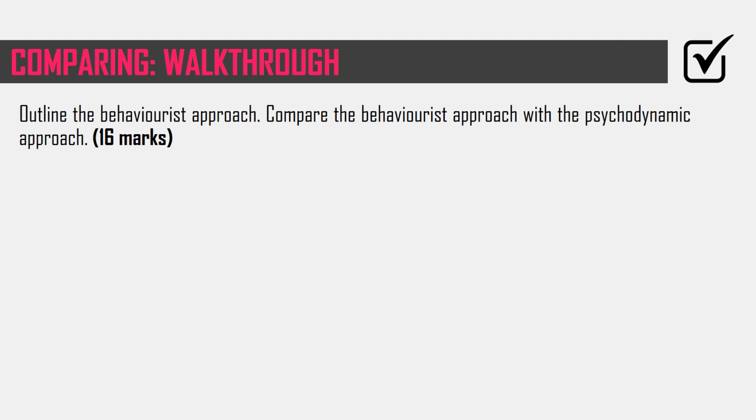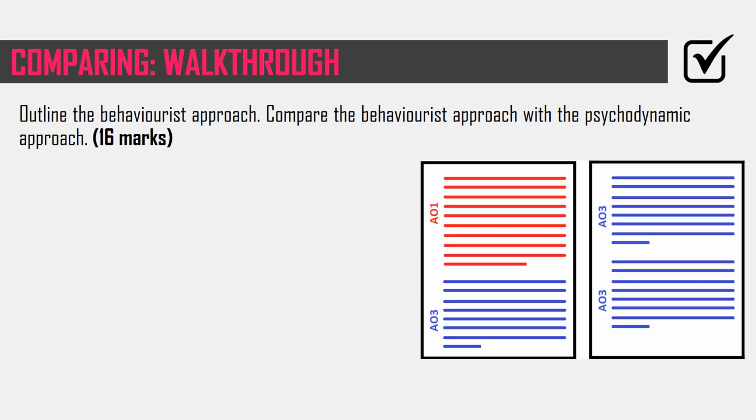And notice as well, because I guarantee that some people will miss out on this, it says outline the behaviorist approach. So the 6 knowledge marks are just for behaviorism. The psychodynamic stuff, don't bother outlining that. You're going to bring that in later in your comparison. Yeah? Okay, so 6 and 10.